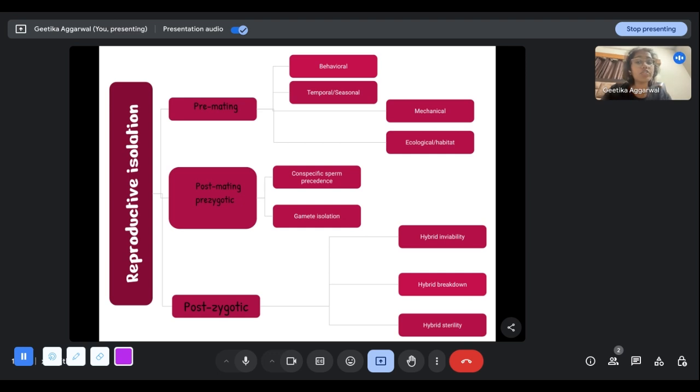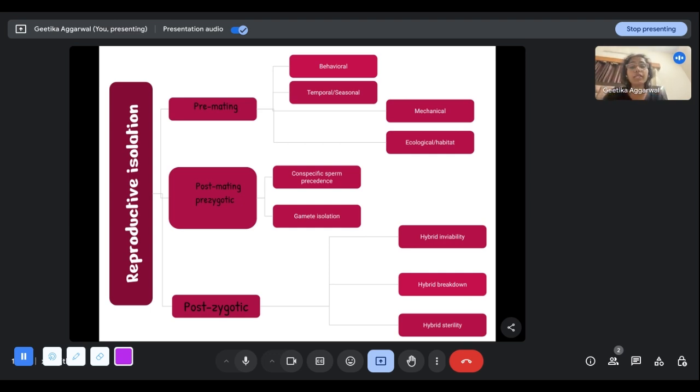Ecological or habitat isolation is when one population lives in ecosystem A and another population in ecosystem B, and these ecosystems are so changed that the populations do not exit them. Then they'll never be able to meet each other, and they'll never be able to carry out breeding. So again, these populations are reproductively isolated even before mating can happen. In all of these mechanisms, behavioral, temporal, mechanical, and ecological, mating itself is not happening. So that is why it's pre-mating reproductive isolation.